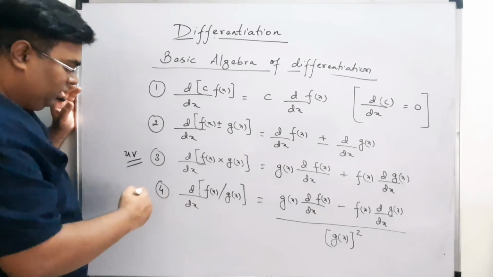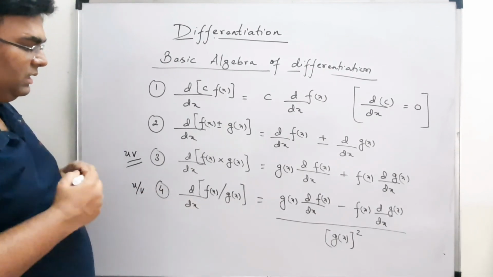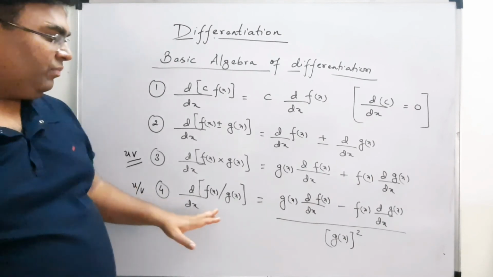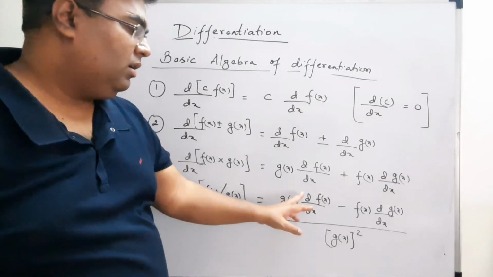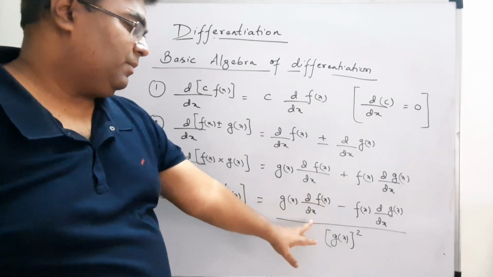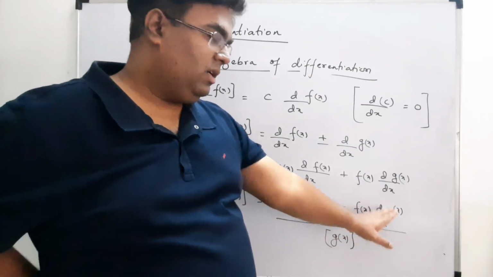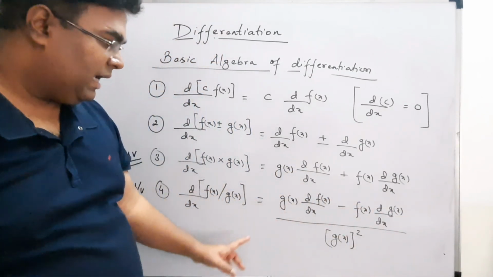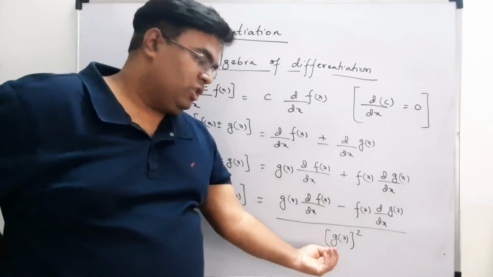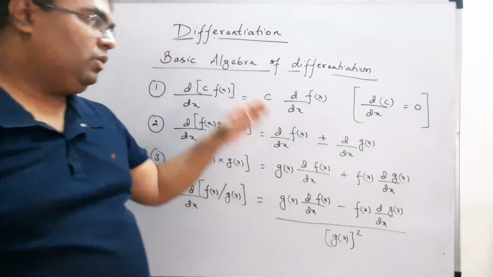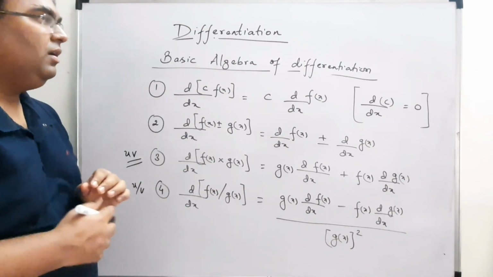Next, the u by v rule or quotient rule. So what is this? In the quotient rule, the denominator g(x) will be outside first, then the differentiation of f(x) with respect to x, then minus f(x) d by dx of g(x), divided by g(x) whole square. So you need to remember these four formulas for differentiation.